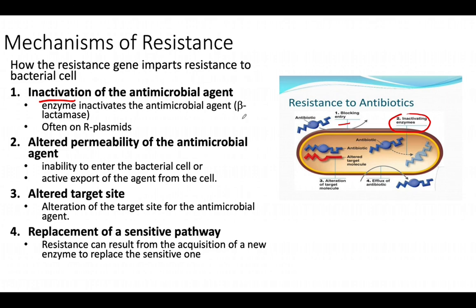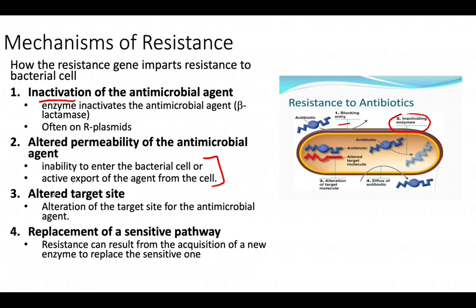So these, it can be argued it's 1 or 2 mechanisms. This picture shows it as 2 separate things, inability to enter or active export. But they both fit under the larger category of not allowing the drug to enter the bacterial cell.